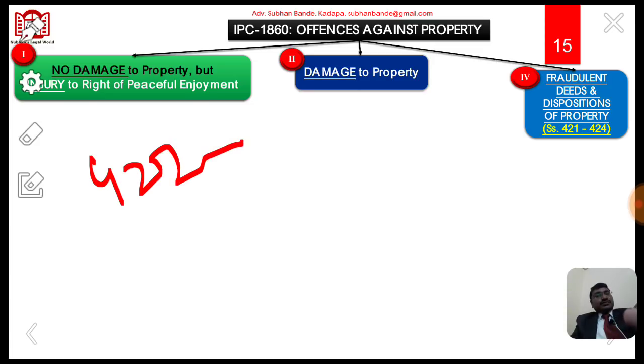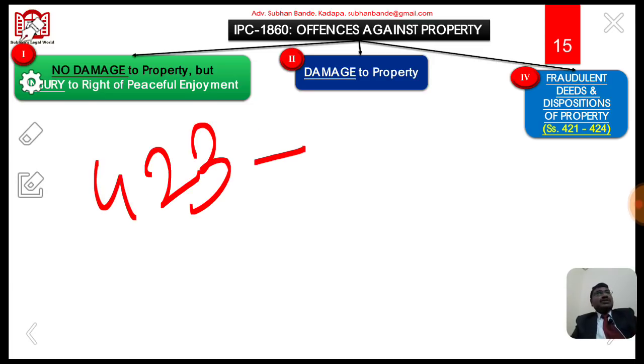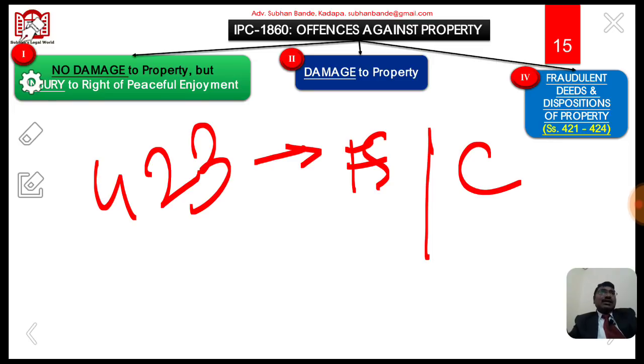Section 422 describes dishonestly or fraudulently preventing debt being available for creditors. The payment is available, but the accused prevents the availability of such payment to the creditors. Section 423 describes dishonest and fraudulent execution of deed of transfer containing false statement or false consideration. Here, with dishonest or fraudulent means, the accused executes a deed of transfer containing false statement even though he has no title over the property.